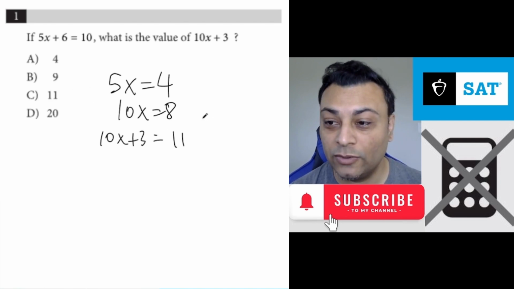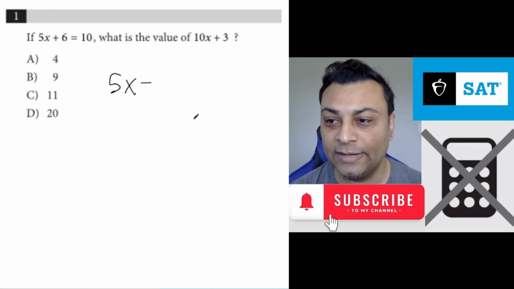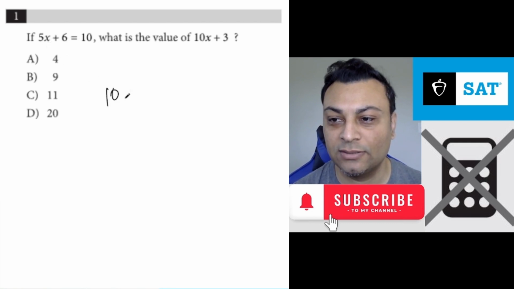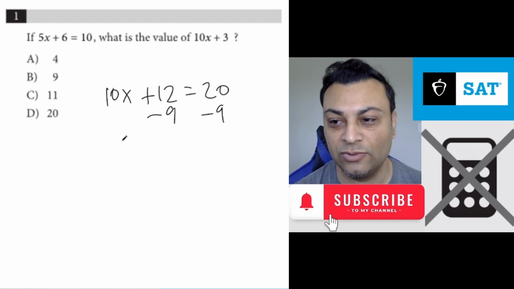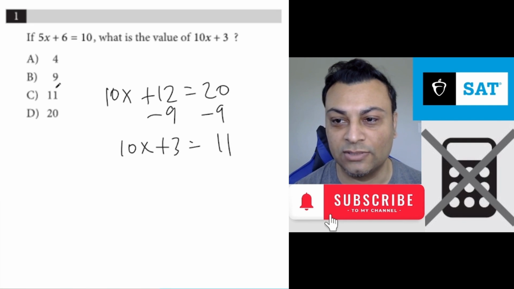But there is another way to do that, and that's to say, look, I have 5x plus 6 right now. Why don't I just double everything? So if you double everything, you get 10x plus 12 equals 20. And you want 10x plus 3, so you have to remove 9. You have to see that 12 minus 9 gives you 10x plus 3. And this gives you 11. So the answer is 11.